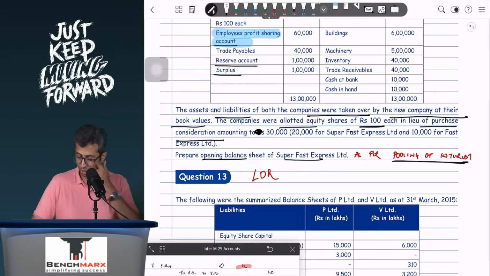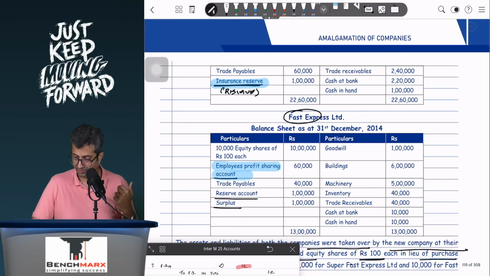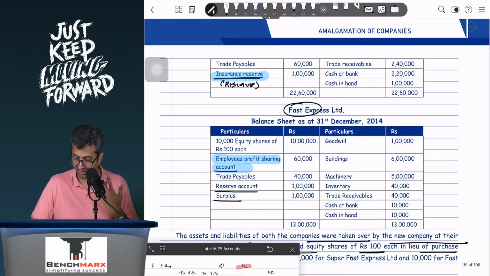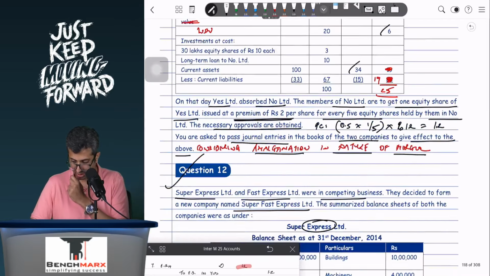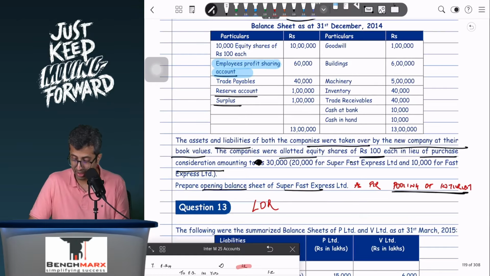So you have to prepare the opening balance sheet. What will I do? Well, I will just total buildings 10 and 6, that is equal to 16. Then you have machinery 4 and 5, that is 9. Inventories 40 and 3 lakhs, that is 3 lakh 40, and so on. Will I also take over the reserves? Well, yes, even reserves will be taken over. And in lieu, PC will be paid. PC will be 20,000 shares and 10,000 shares, 20,000 into 10, that is equal to 20 lakhs to Super Express, and 10,000 into 100, that is equal to 10 lakhs for Fast Express.